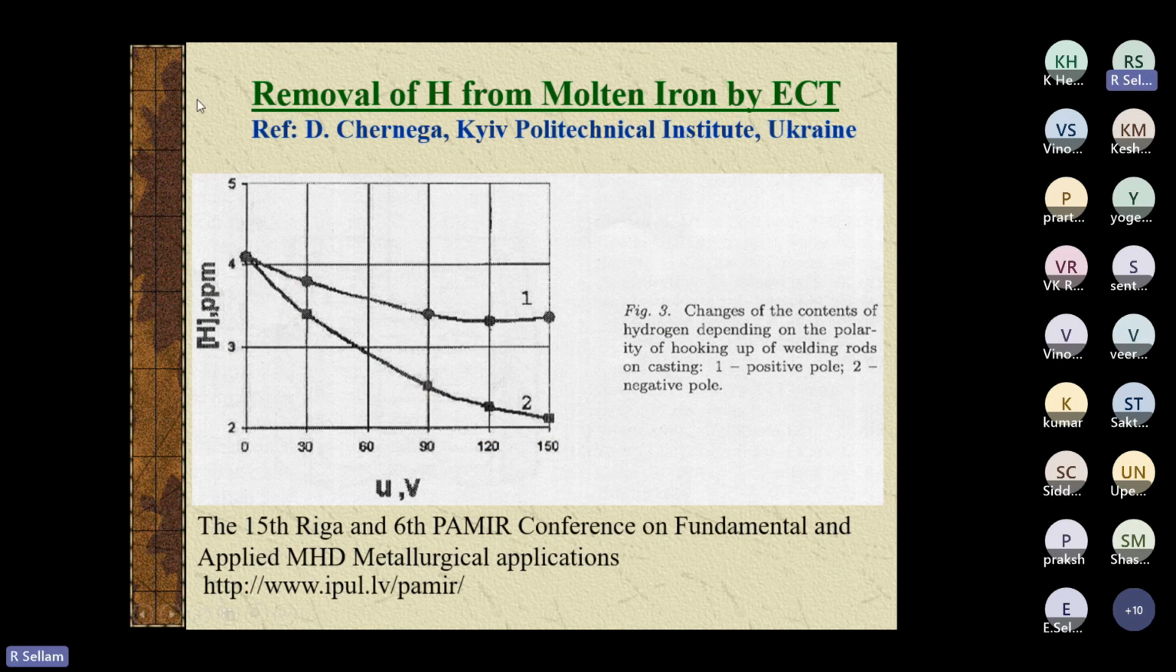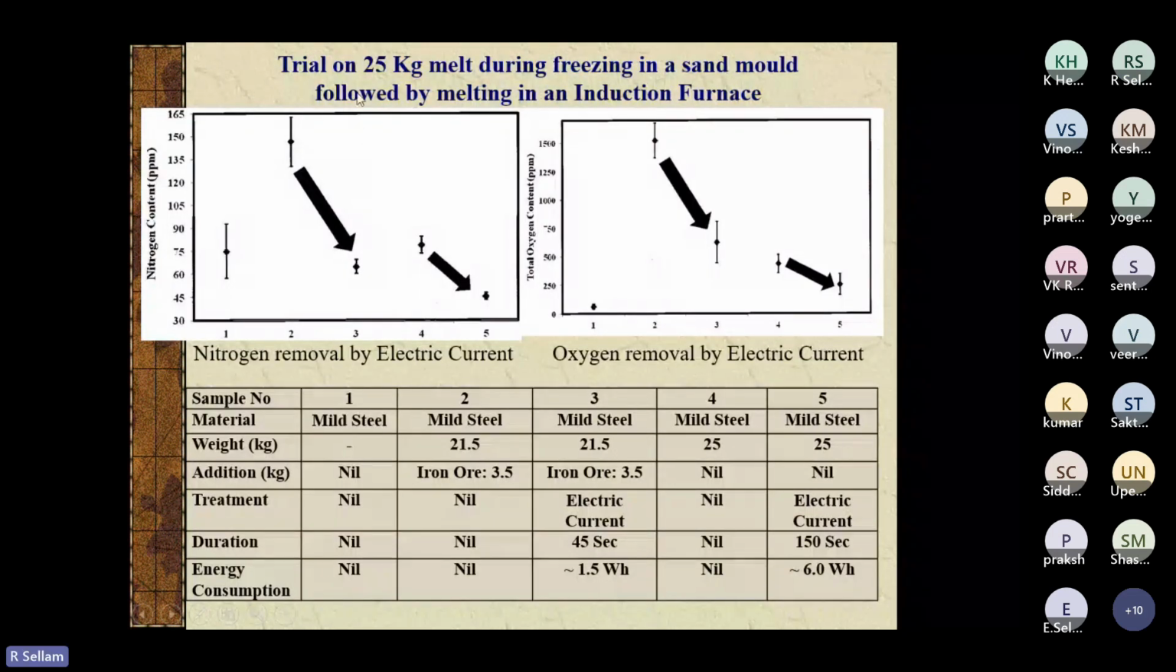The removal of hydrogen from molten iron by electrical treatment was also reported by the Kiev Polytechnic Institute in Ukraine. They can produce this type of phenomenon by changing the polarity of the electrodes, positive electrode pole and negative electrode pole. Accordingly, they also reported it. A trial on 25 kg melt during feeding a sand mold, followed by melting in an induction furnace, was tested at Tata Steel.